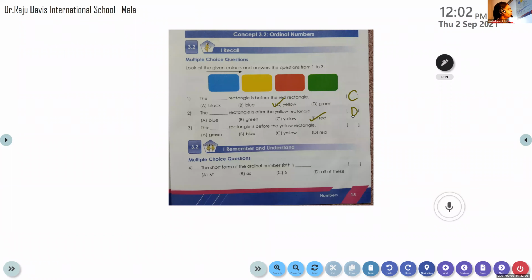Now, Haya, please read question number 3. The dash rectangle is before the yellow rectangle. Before means in front. Okay, so which is before the yellow rectangle? Is it A, green, or B, blue, or C, yellow, or D, red? Which one before the yellow we have? Blue. Very good. So the correct option is option B, blue, and write capital letter B inside the brackets. Good.